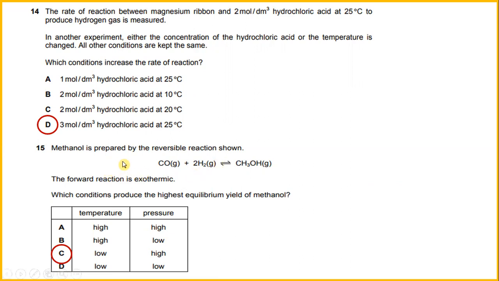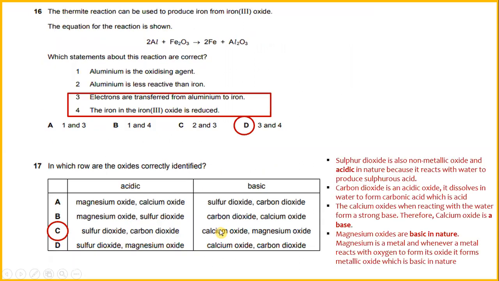Methanol is prepared by the reversible reaction. The forward reaction is exothermic. Which conditions produce the highest equilibrium yield of methanol? The answer for number 15 will be low and high. In terms of the temperature will be low and in terms of pressure will be high.